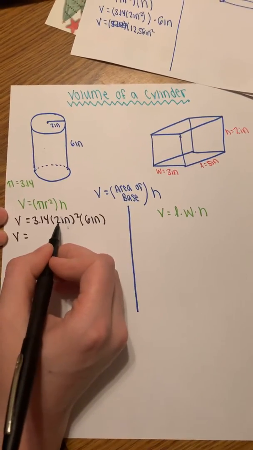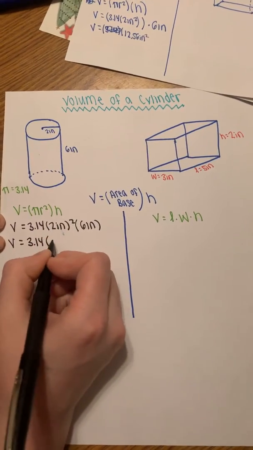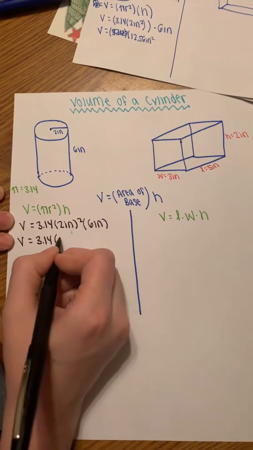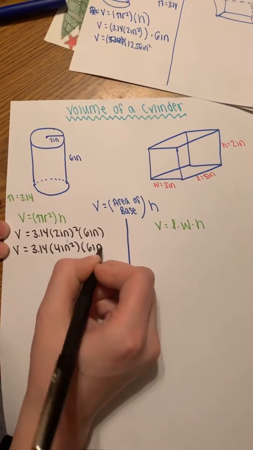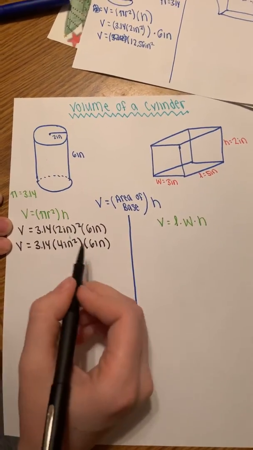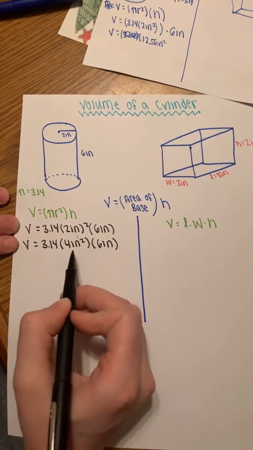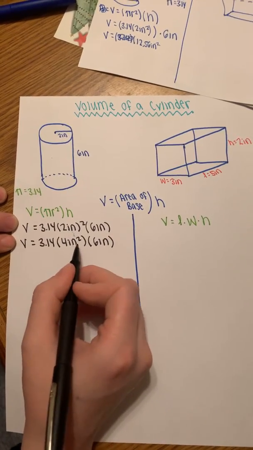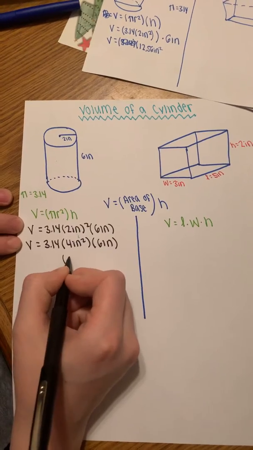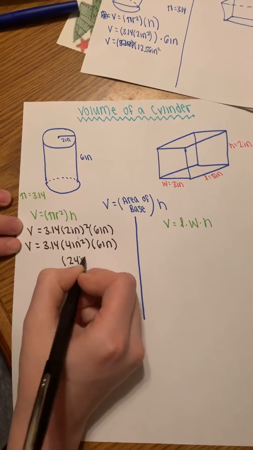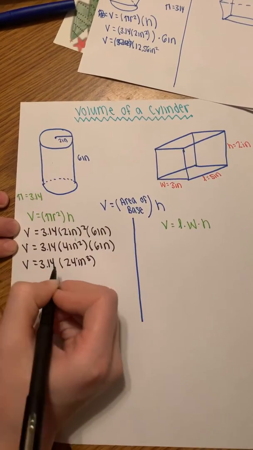we can first do our 2 inches squared, so 3.14. So 2 times 2 is 4, and inches times inches is inches squared, so we have 4 inches squared multiplied by 6 inches, which is still our height. So we can start off by doing 6 inches times 4 inches squared. So 6 times 4 is 24, and inches squared times inches is cubed. So we're going to have 24 inches cubed. We still have a volume equals 3.14.